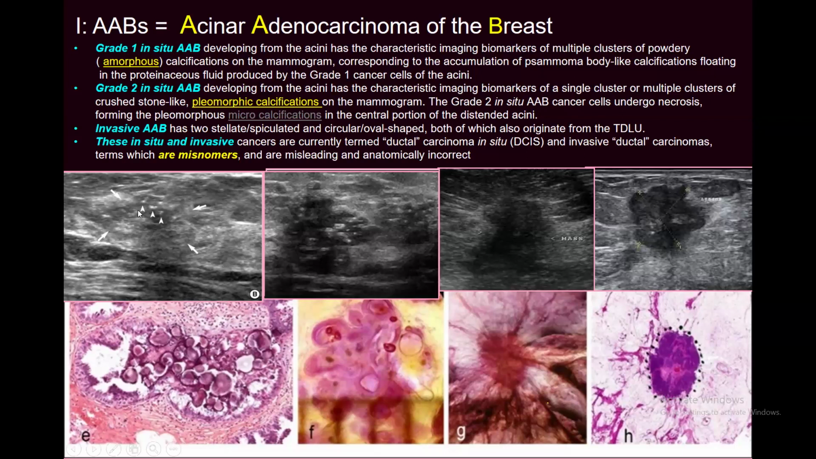This is amorphous calcification on ultrasound, representing grade 1 acinar in situ carcinoma, okay? Usually presenting as amorphous calcification. Pleomorphic calcification or coarse heterogeneous calcification is usually seen in grade 2 DCIS. As in these examples here, this is a histopath and this is ultrasound representing pleomorphic calcifications. You see, grade 2 presents with either coarse heterogeneous or pleomorphic calcifications.